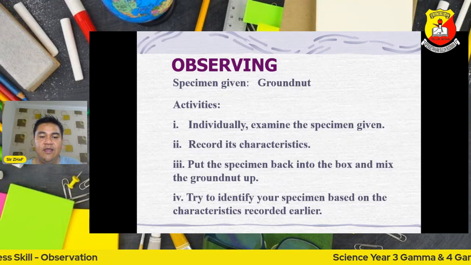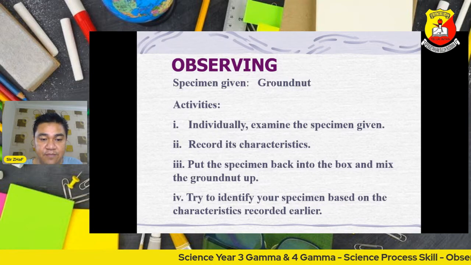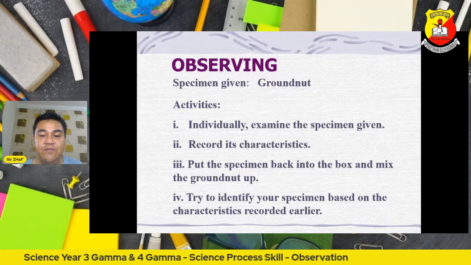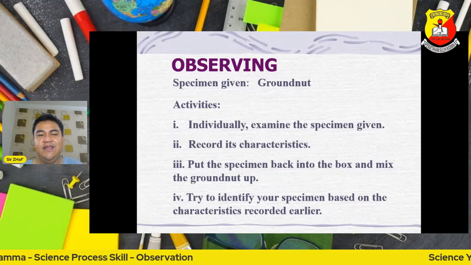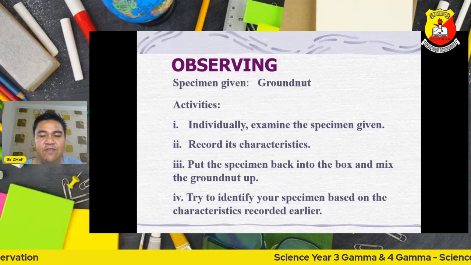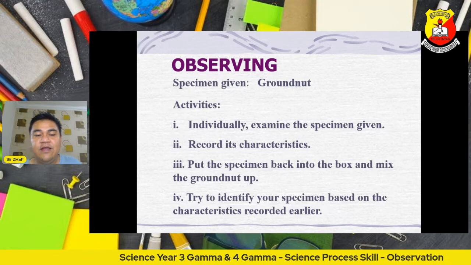After the groundnuts have been mixed up, what you need to do is try to identify your specimen based on the characteristics you recorded earlier. Can you do it, class? Can you identify your groundnut?